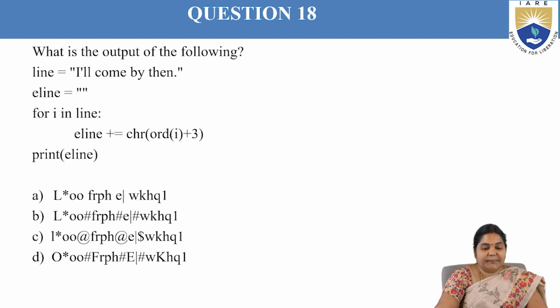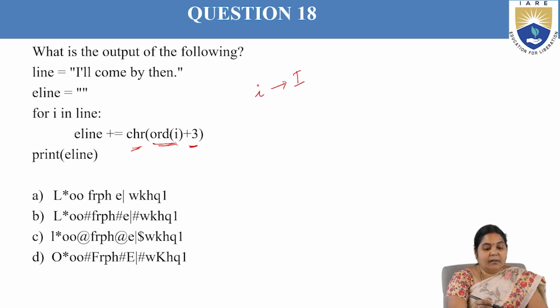What is the output of the following? Now, there is a string called line, I will come to that. And there is a new string which is an empty string over here, E line. For I in line, so we are iterating over the first string. E line plus equals ORD of I plus 3, then convert that into a character. ORD of I will give you the ASCII value plus 3. The first time, I is equal to capital I.